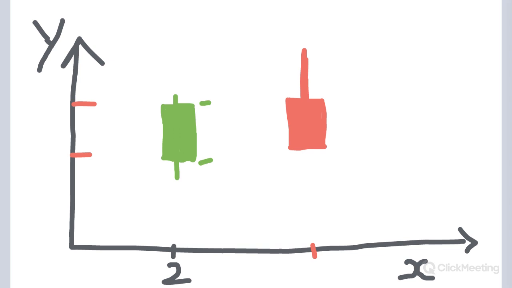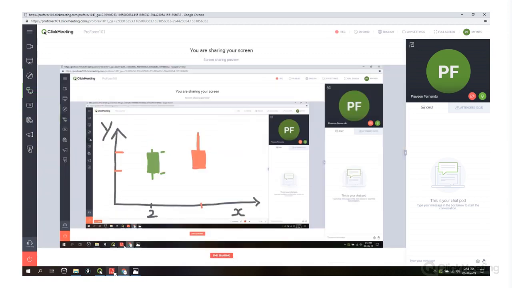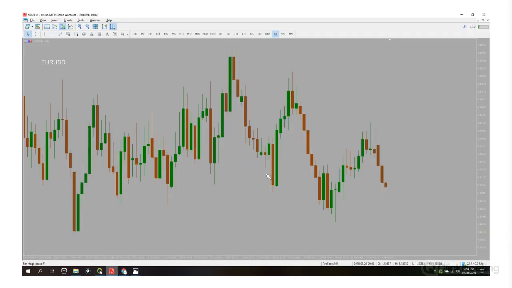So coming back to our chart, let me actually go back to the screen sharing. Okay, so coming back to our chart, guys.